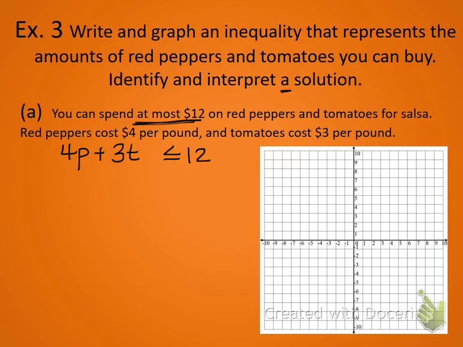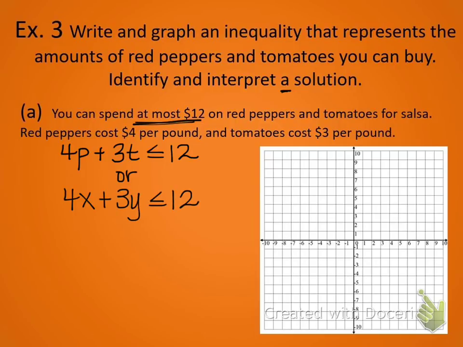How much do I spend on peppers? How much do I spend on tomatoes? And it cannot be more than $12. I'm going to move this over just a little bit. Now, of course, for Desmos, we're going to have to use x and y. So we can change this to 4x plus 3y is less than or equal to 12.